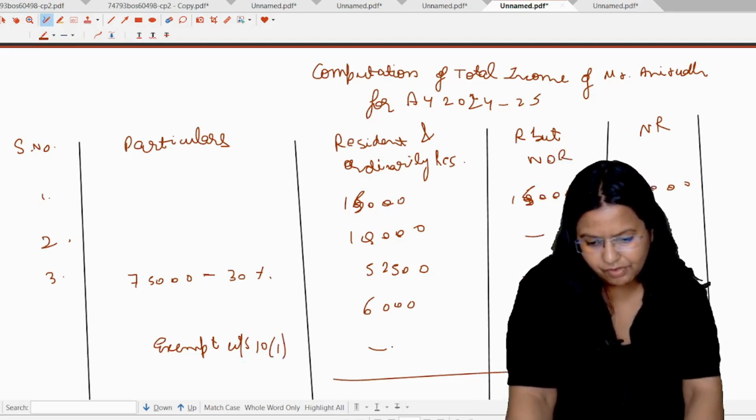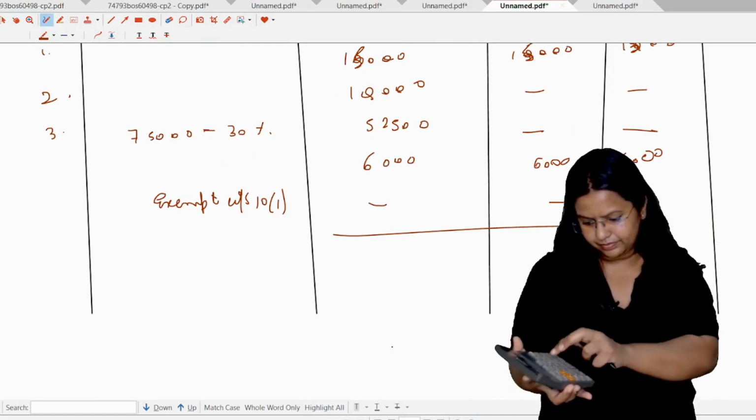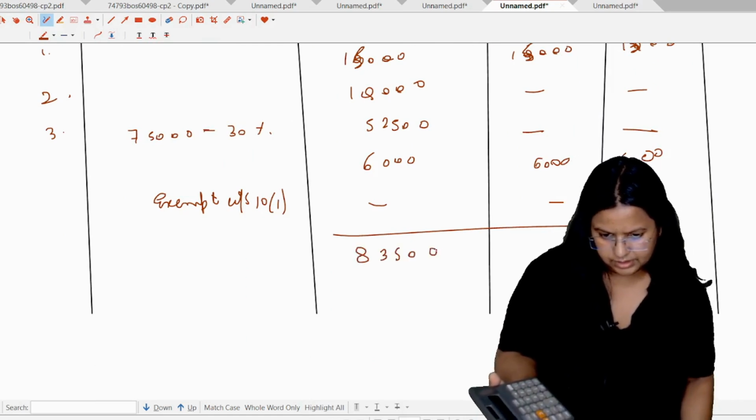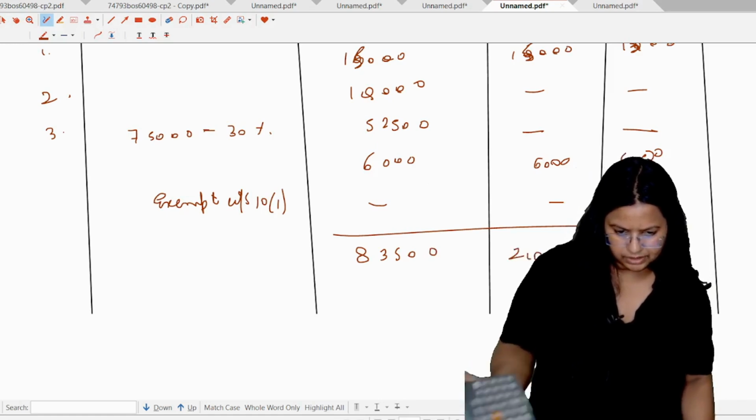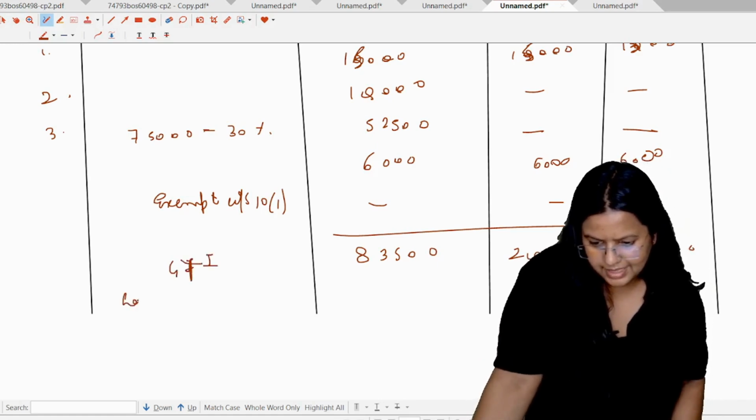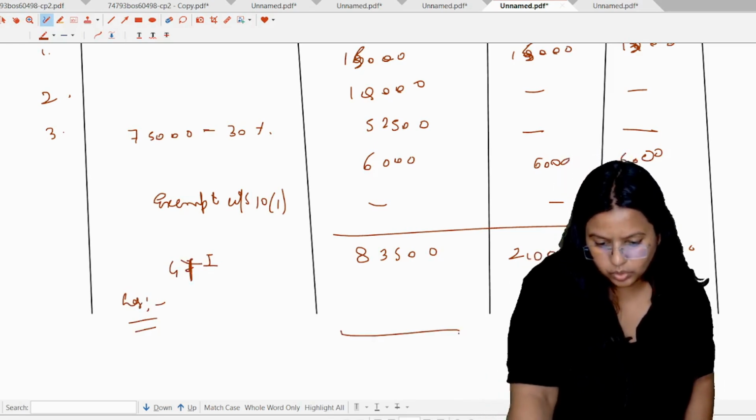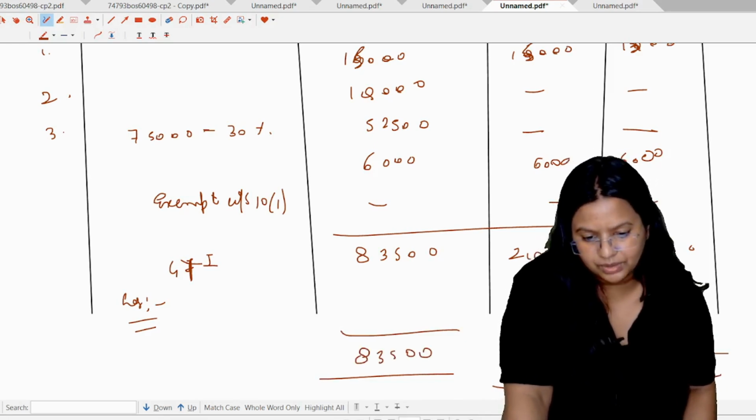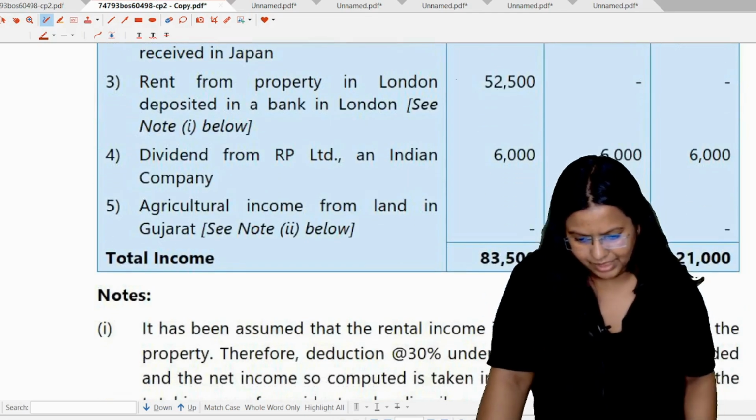You can calculate this. 15,000 plus 10,000 plus 52,500 plus 6,000. Total is 83,500. Then 15,000 plus 6,000, 21,000. Again 21,000. So this is the gross total income. Now, is there any reduction under Chapter VI-A, that is section 80C, 80T and all? No. So the taxable income will be the same: 83,500, 21,000, and 21,000. I hope you got this point also. So here we have the answer.